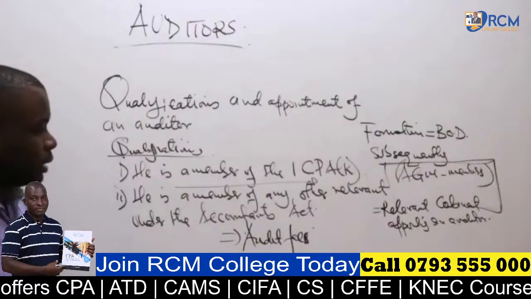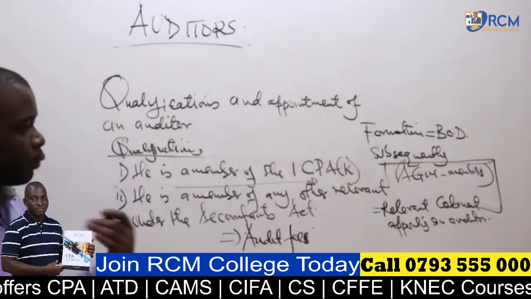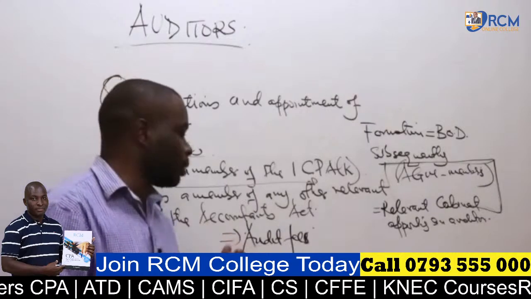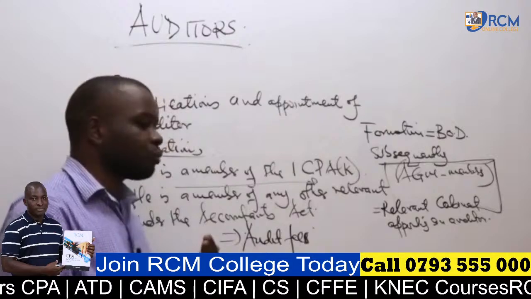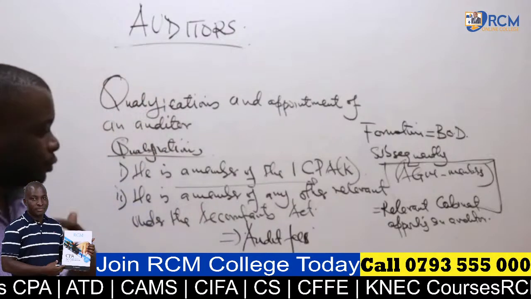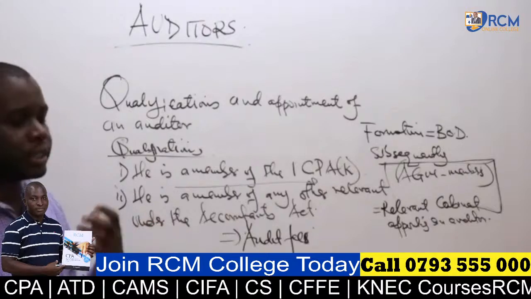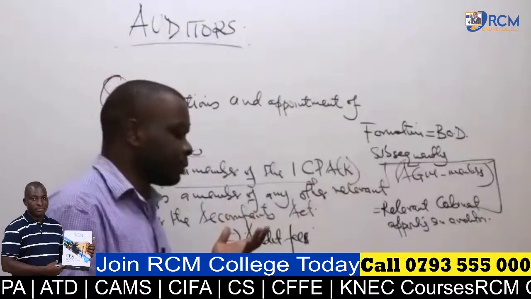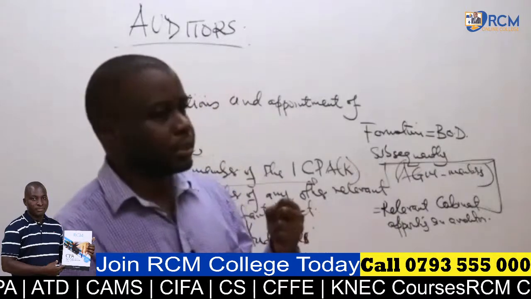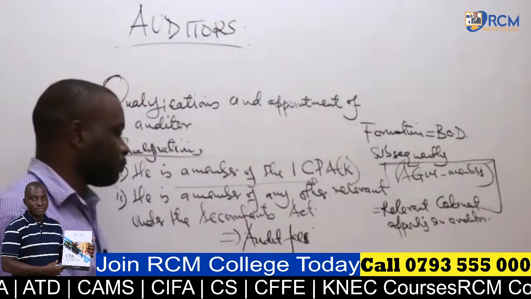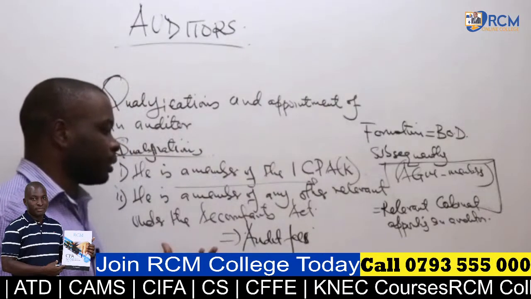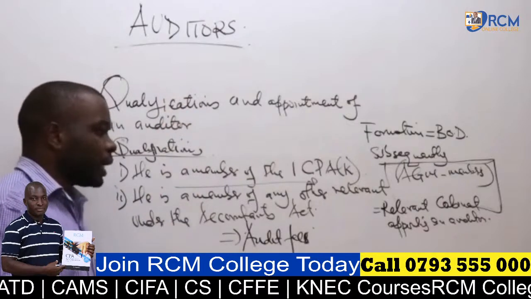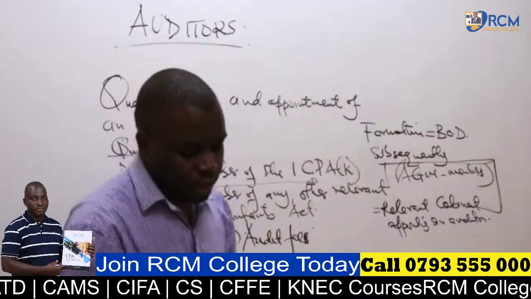For example, it could be that this client is far away. So what the client normally does is send transport or a fare for the auditor to reach his premises, or fuel the vehicle for the auditor to reach his premises. That will still be seen as remuneration for the auditor. Or maybe they provide lunch for the staff of the auditor when they are visiting the premises of the company being audited. That will still be seen as remuneration for the auditor.